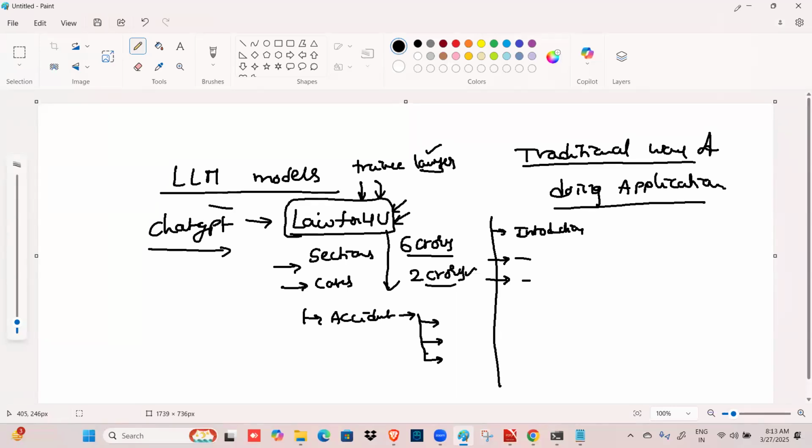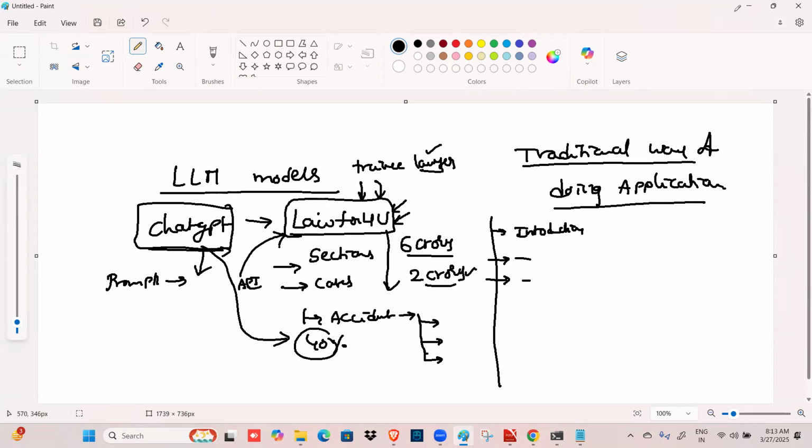Or otherwise, we are going to write effective prompts and extract the content from ChatGPT, because almost 30 to 40% of the data is already present in ChatGPT. So with the help of ChatGPT, we are going to extract that information. And to extract all this information, we are going to use an API, the ChatGPT API, inside this application. So this is one way of doing this application. This kind of applications are going to come.